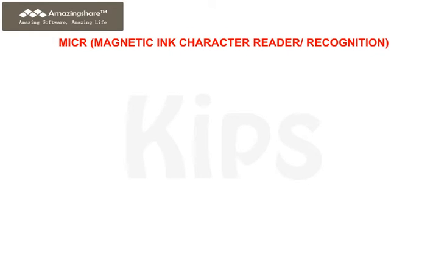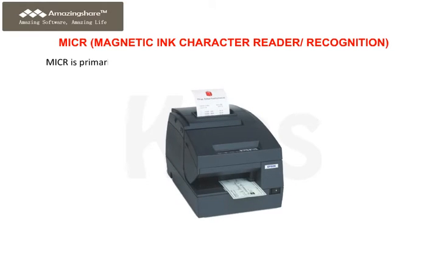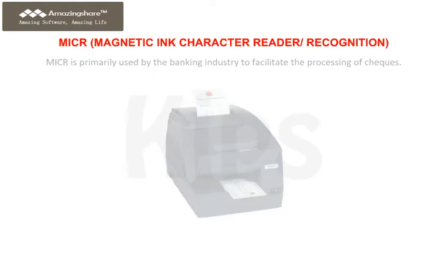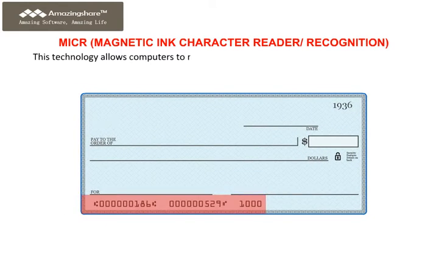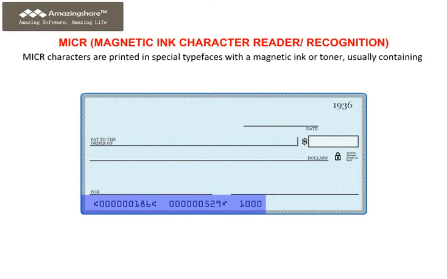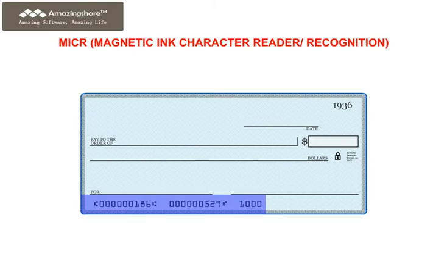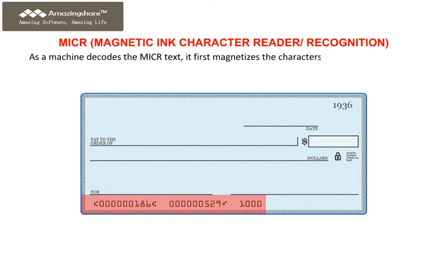MICR, Magnetic Ink Character Reader or Recognition. MICR is primarily used by the banking industry to facilitate the processing of checks. This technology allows computers to read information such as account numbers from the printed documents. MICR characters are printed in special typefaces with a magnetic ink or toner, usually containing iron oxide. As a machine decodes the MICR text, it first magnetizes the characters in the plain surface of the paper.